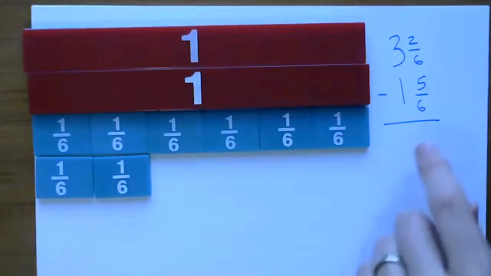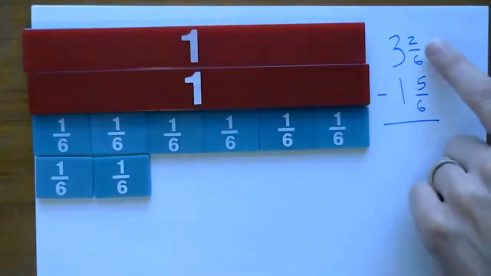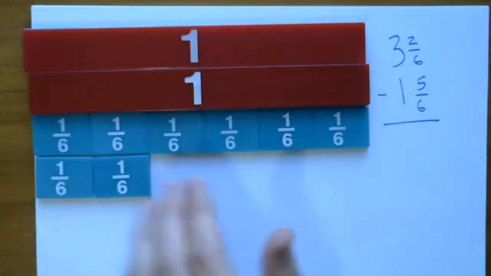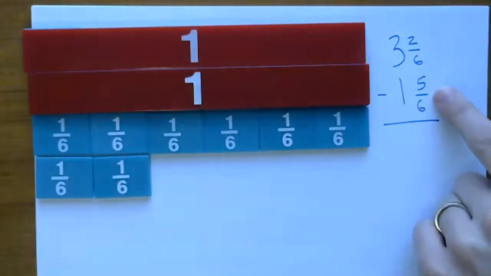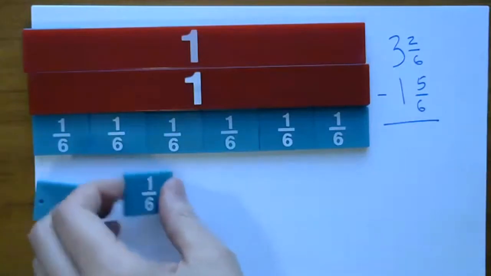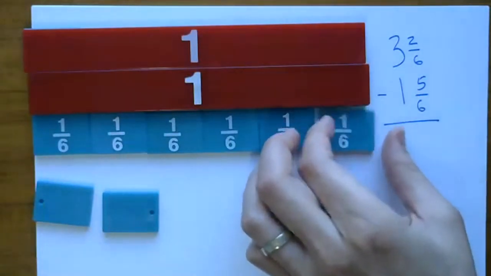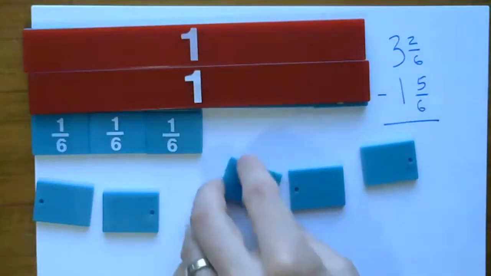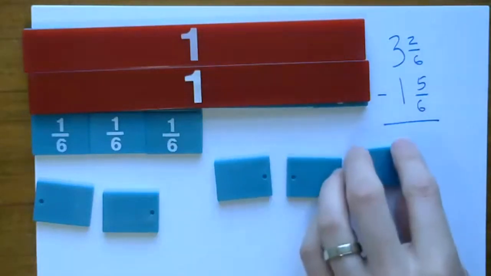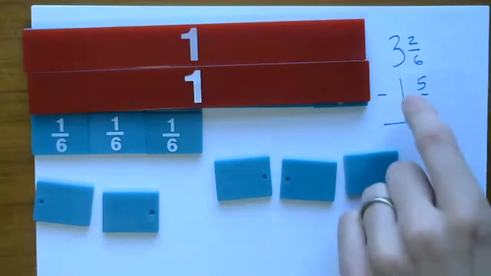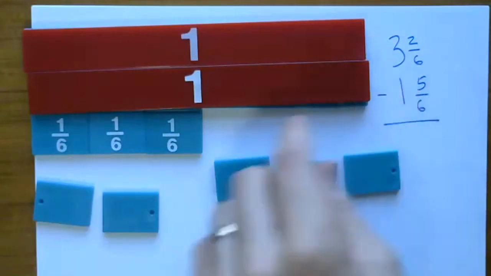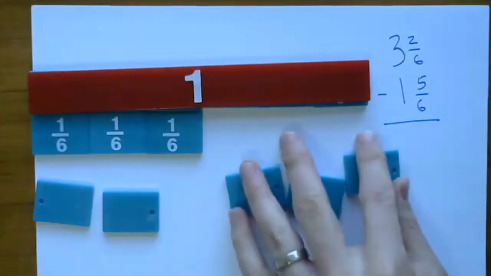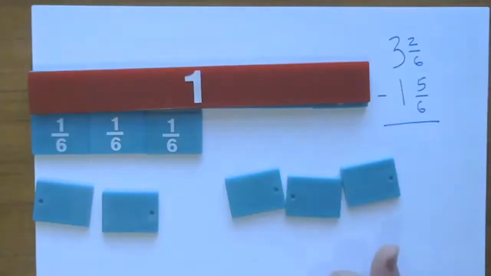So now I have enough sixths. I don't just have 2 sixths, I have 2/6 plus another 6/6. I have 8 sixths where I can subtract 5/6 away. So I subtract 1, 2, 3, 4, 5/6 away. Now I have 3/6, and then subtract 1 whole away. And now I have 1 3/6 remaining.